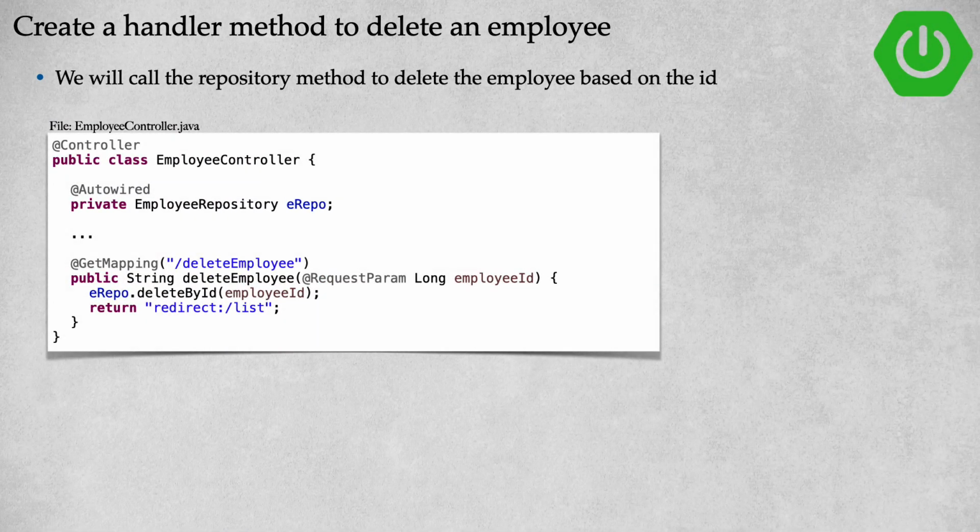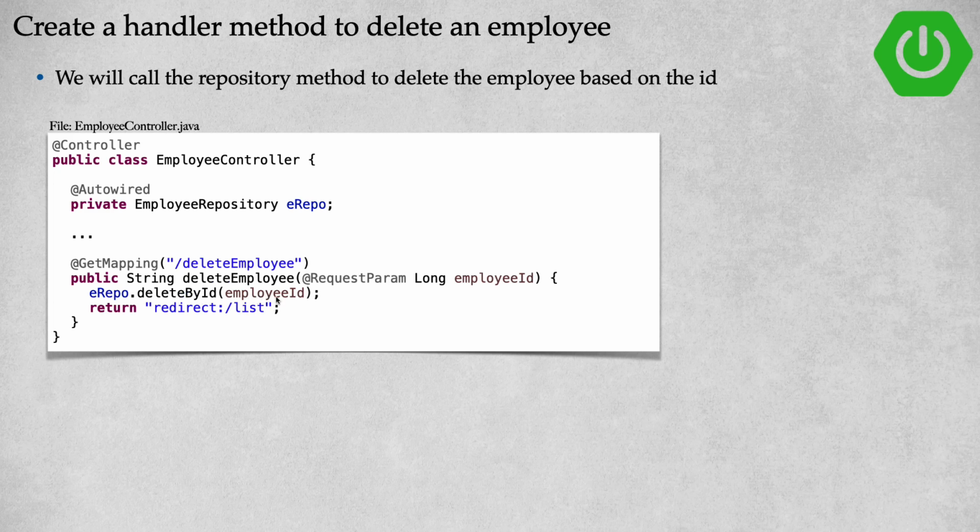Inside the controller, we are going to create a handler method for deleting an employee. We will make use of the GetMapping annotation, and we will add the URI /delete employee, and we are going to receive the employee ID using the @RequestParam annotation. Inside the method, we are going to call the repository method, which is deleteById. We do also have one more method, delete, which takes the employee object, but here we are receiving the employee ID. We will make use of the deleteById method.